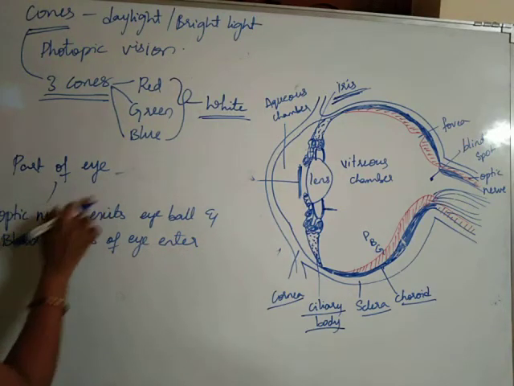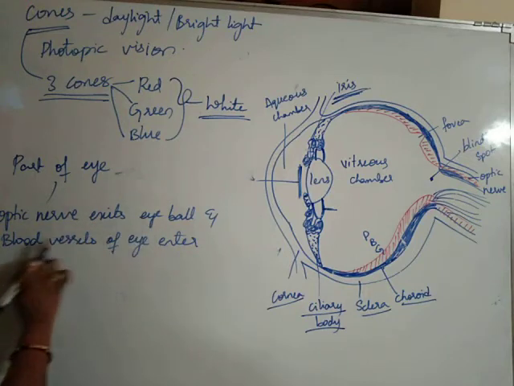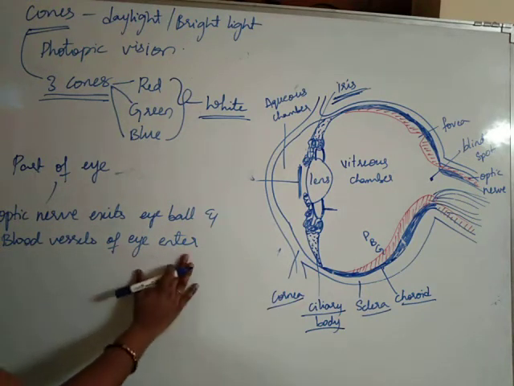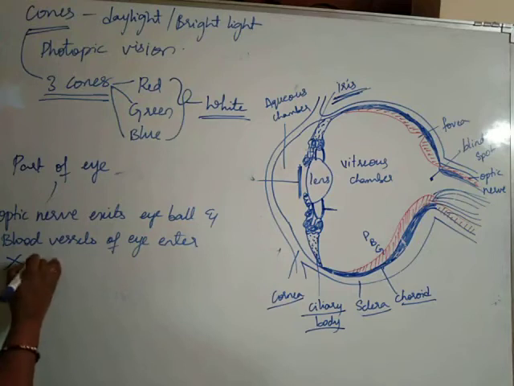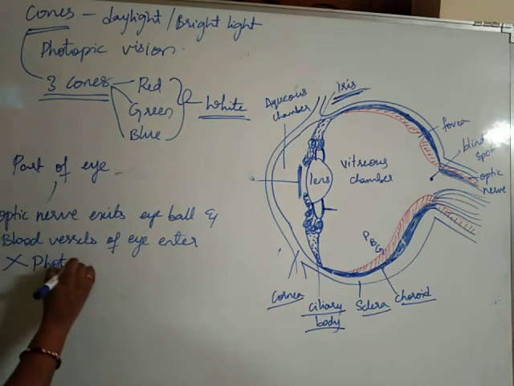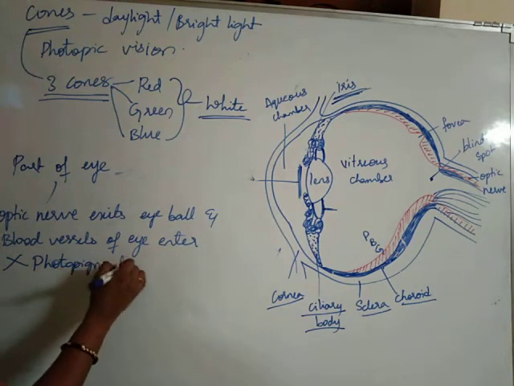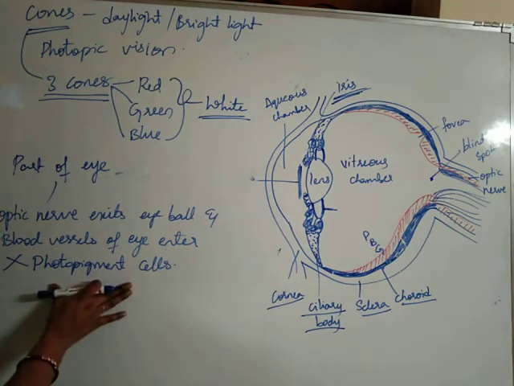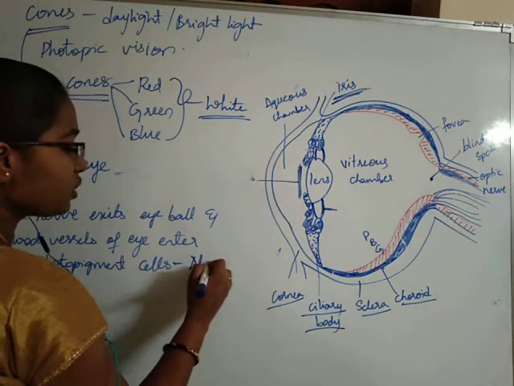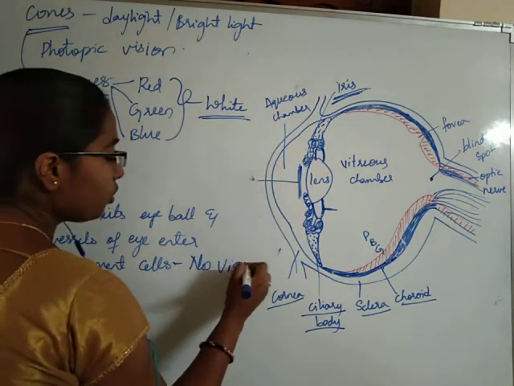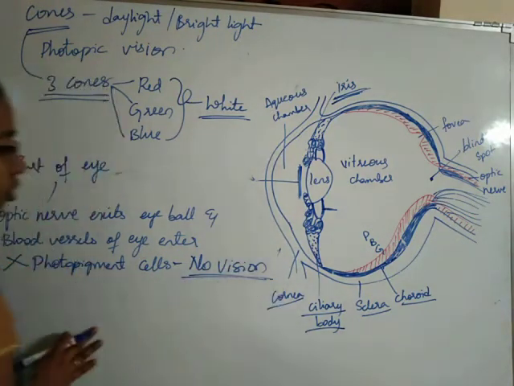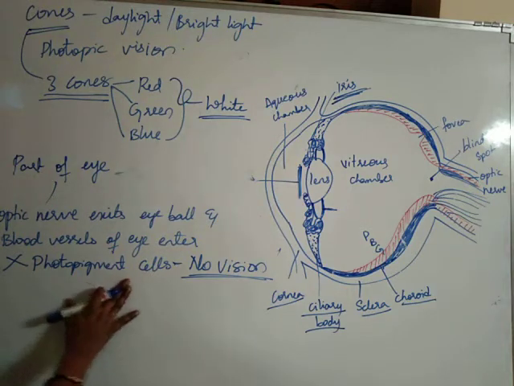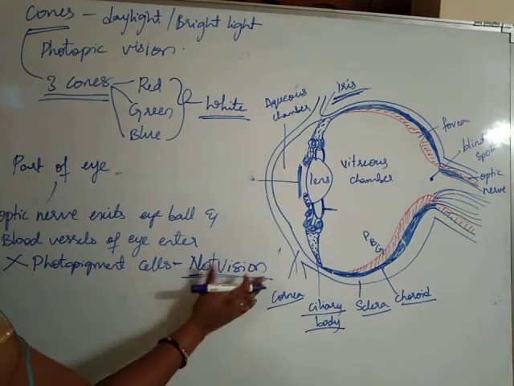That part of the eye where the optic nerves exit the eyeball and the blood vessels enter the eye has no photopigment cells. Because there are no photopigment cells, this particular region is not involved in the formation of vision.